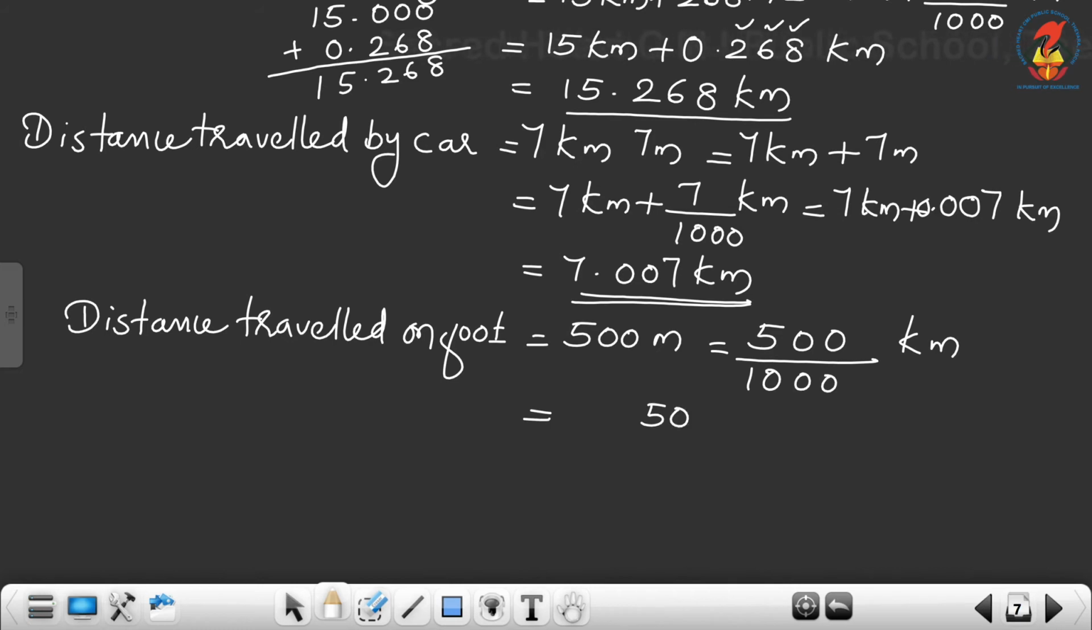So 500 is the number. After 1 we have 3 zeros, so we have to move 3 digits to the right. 1, 2, 3. Then after that we have to put the decimal point. Then the whole number part is not there, so we can put 0 in the whole number part. So 0.500 kilometer. So the distance travelled on foot is 0.500 kilometer.